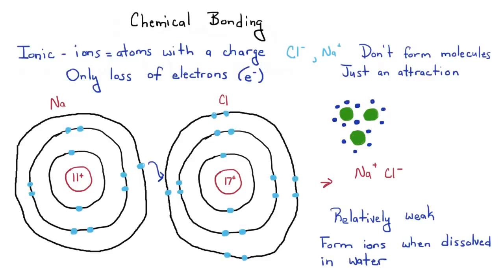These types of bonds don't form molecules, and it's basically just an attraction. So you can have a sodium atom here with a bunch of different chlorine atoms attracted to it, because both of these atoms have a charge on them. Sodium is going to have a +1 charge, chlorine is going to have a -1 charge. These bonds are pretty weak. Whenever you dissolve salt in water, it's going to form ions.